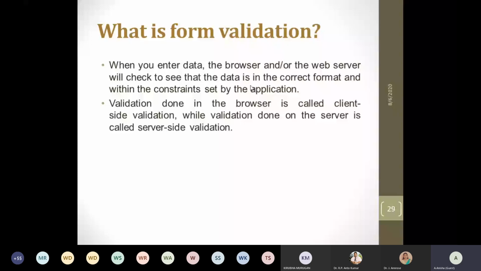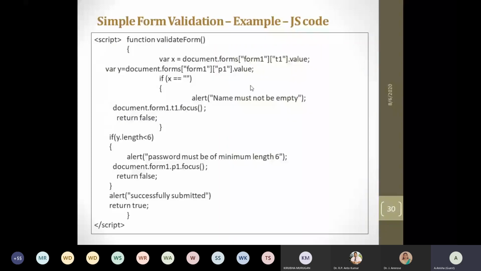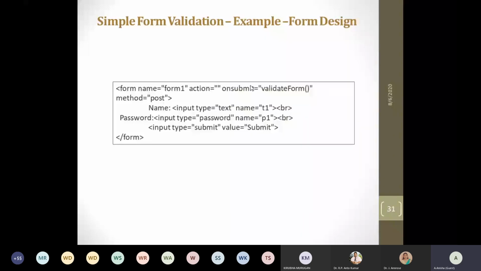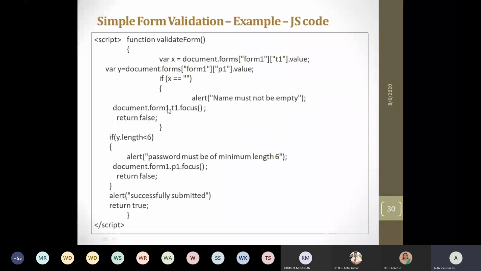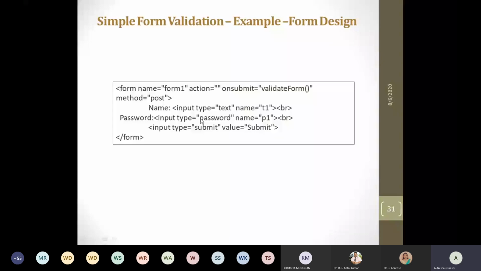Now let us first discuss a simple JavaScript code which performs form validation. Here we are going to take a form with two fields, a name and a password, and the constraints that we are going to set here are: the text field, that is the name field, should not be empty, and the password field must be of minimum 6 characters. So these are the constraints, and let's see how to perform form validation.